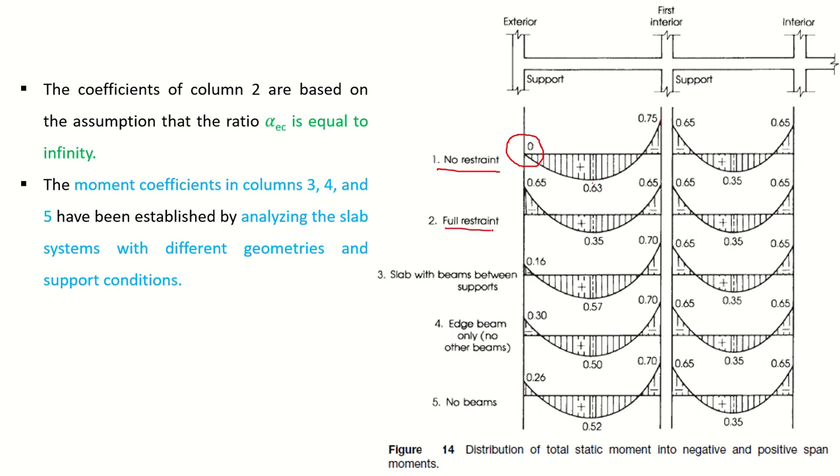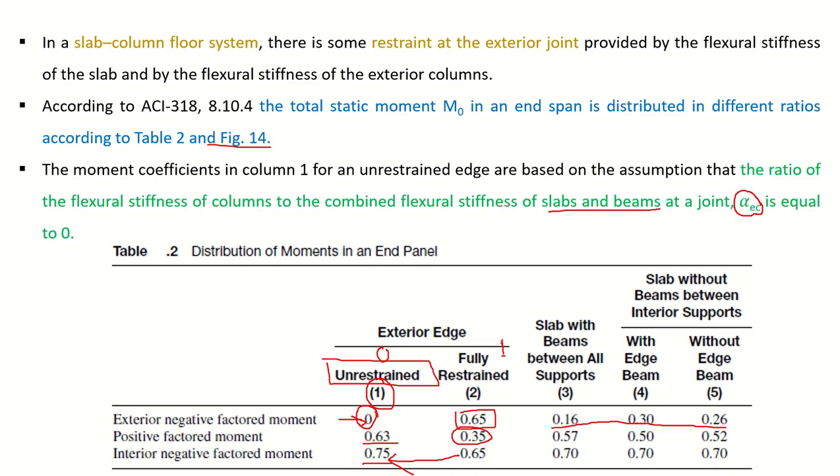However, when it is fully restrained, then these two are resisting 65% and this one is resisting 35%, and different cases as we discussed in table 2 as well. Okay, so the coefficients of column 2 are based on the assumption that the ratio is equal to infinity. I mentioned here 1, it says it is infinity.